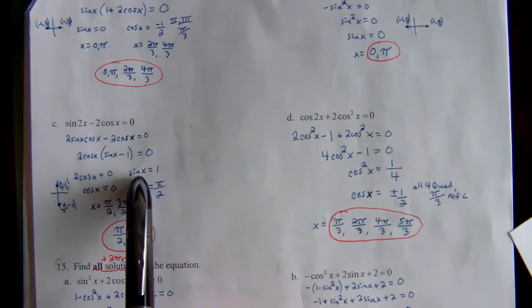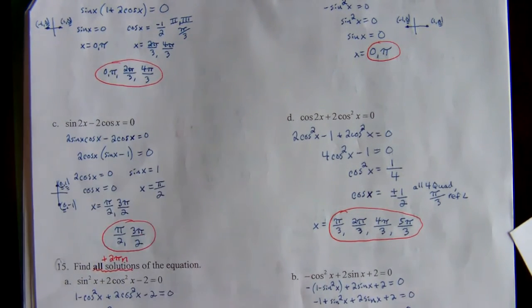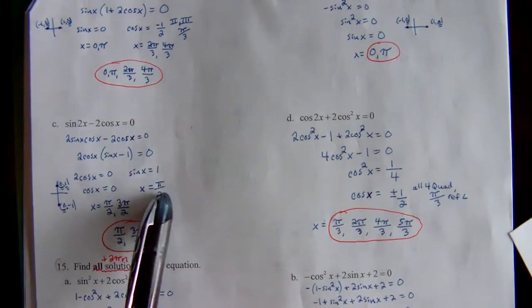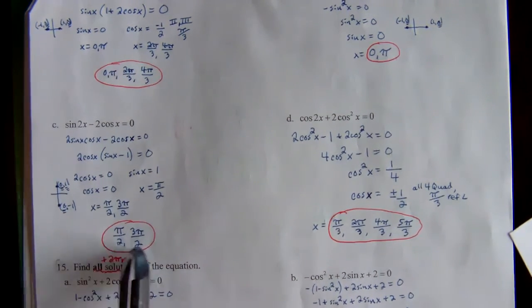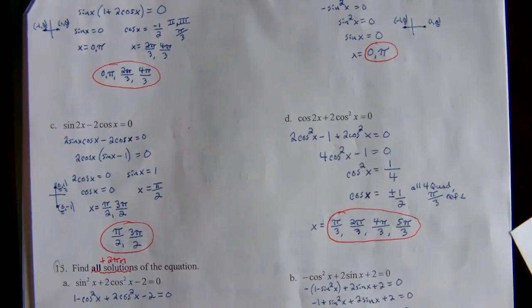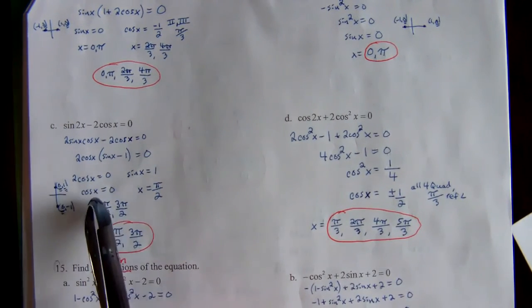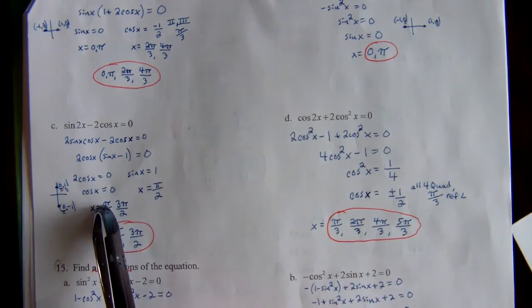And here when I ask you where is sine equal to 1, that's where your y value is equal to 1. And that's just right there at pi over 2. And I guess we already had that answer. So there's only 2 answers that you got right there. But it doesn't say -1, so you're not including that. But we are including the pi over 2 and 3 pi over 2 from that cosine is equal to 0.